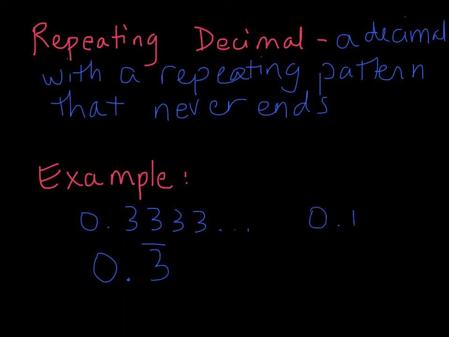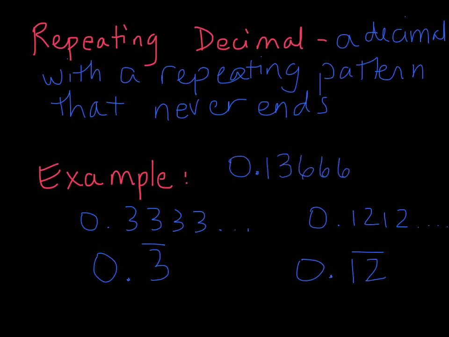Or I might have 0.1212..., 0.12 repeating. Sometimes we also have an extra part at the beginning that doesn't repeat. We might have 0.13666..., and if I use bar notation, it would be 0.136 with the bar only over the 6.